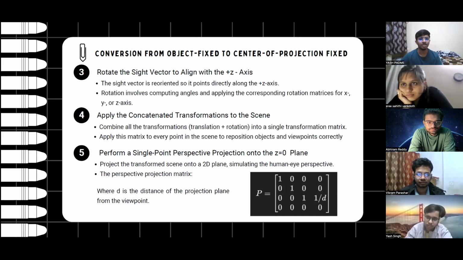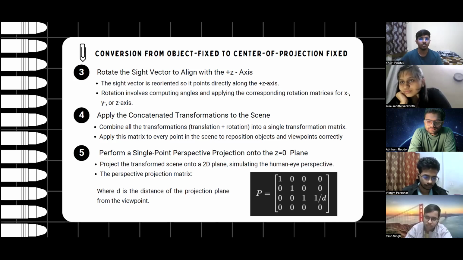Now we combine the translation and the rotation transformations into a single matrix and apply it to every point in the scene. This step repositions both the object and the viewpoint to align with the new coordinate system.